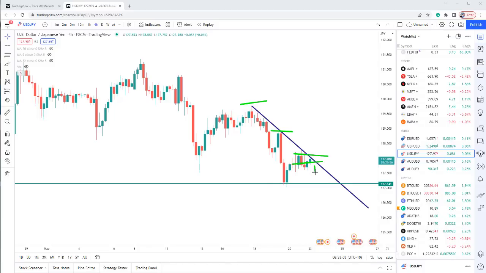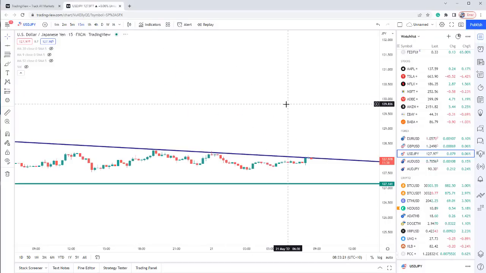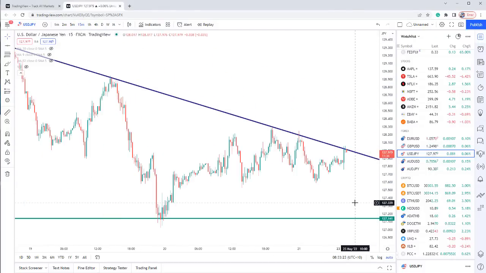So if we do start to break down here, that doesn't look like much because this is a 4-hour chart. This actually could at least have a break back down through to here. Now, there's a few stages, all right? There's a few things that I'm watching on this USD JPY. The first thing is that I'm looking at this level through here.